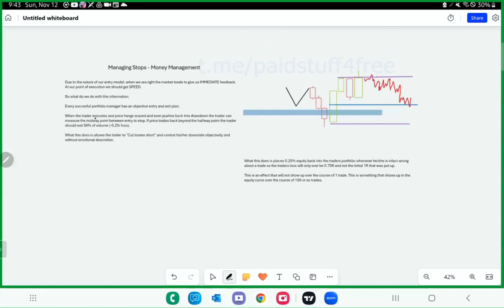All right. When the trader executes and price hangs around and even pushes back into drawdown, which we're rarely in, the trader can measure the midway point between entry to stop. If price trades back beyond the halfway point, the trader should exit 50% of volume. What happens is you lose 0.25 R. But you're only exposed at 50% of the initial volume.